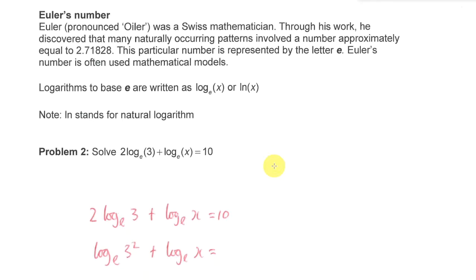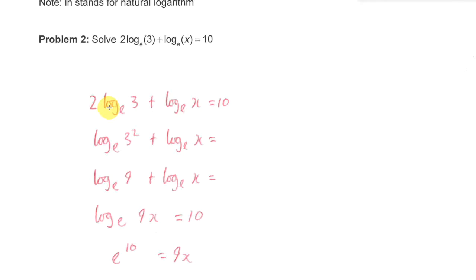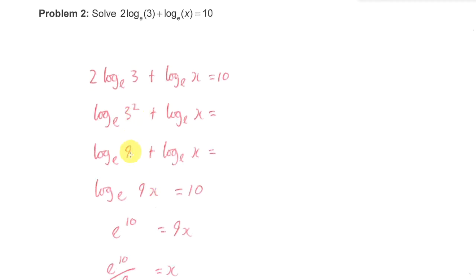Okay, so to begin with this problem, we've got: solve 2 lots of log e of 3 plus log e of x equaling 10. So I've got my addition here, and because they're both log e's, I will be able to do a multiplication eventually. But firstly, I've got the 2, so I'm going to take that to the top. And 3 squared, of course, is 9. So I've got log base e of 9 plus log base e of x. And because I'm adding and have the same bases, I can just multiply the 9 times the x. So I've now got log base e of 9x equaling 10.